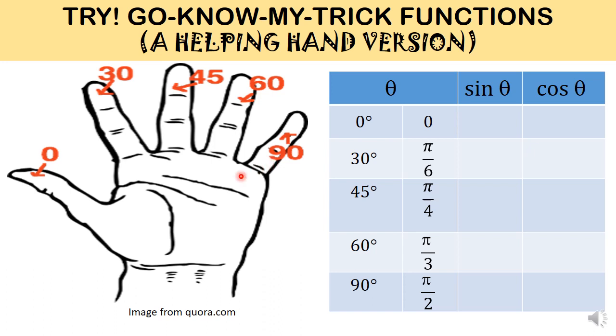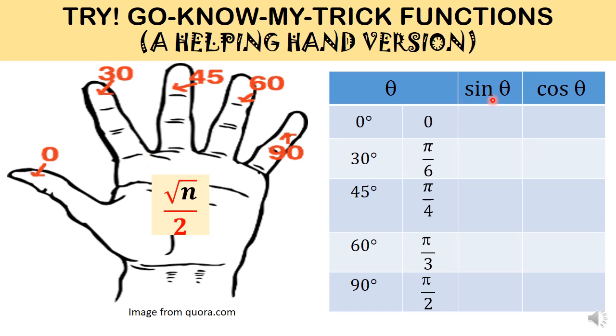Okay? You imagine that at the middle of your palm, there is a radical or a fraction equal to square root of n over 2. Okay? Why is that? Because we can actually represent the sine and cosine using this fraction. Our sine will be the number of fingers on the left, and the cosine function, the number of fingers on the right. That is where we'll be getting our n.